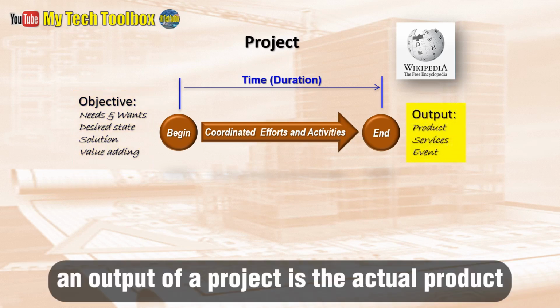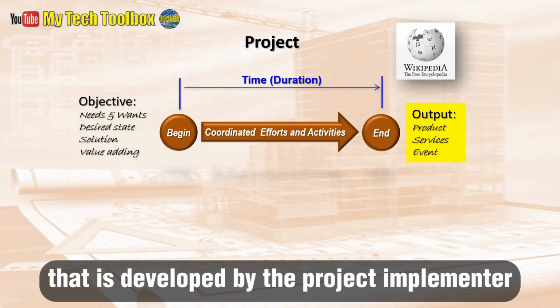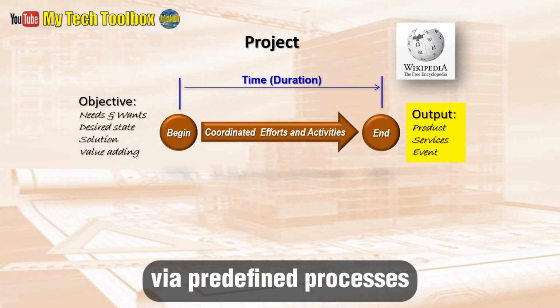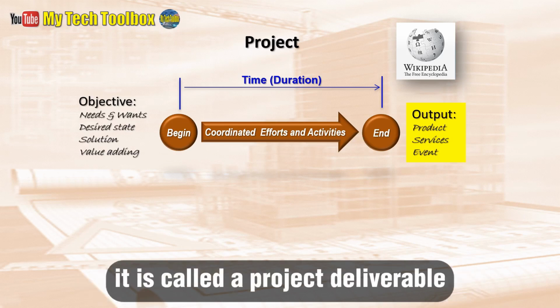An output of a project is the actual product, a service, an event, or a condition that is developed by the project implementer via predefined processes that is stated in the project objective. It is called a project deliverable.